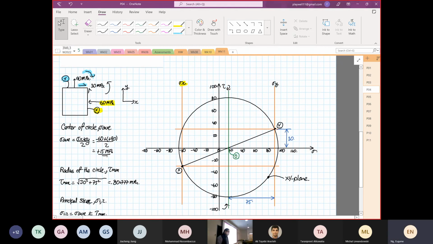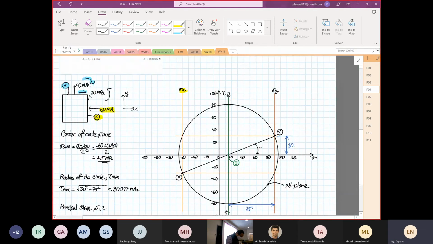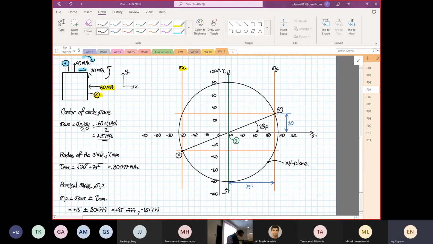So principal plane, you can either take from point Y or point X. I repeat again, you can either take from point Y or point X. What do I mean by that? If you take from point Y, this angle from here to here is equal to 2 theta P. On Mohr circle it is 2 theta P, yes or no? On the element it is theta P. So you can take it from point X, or you can take it from point Y. The answer will be the same.